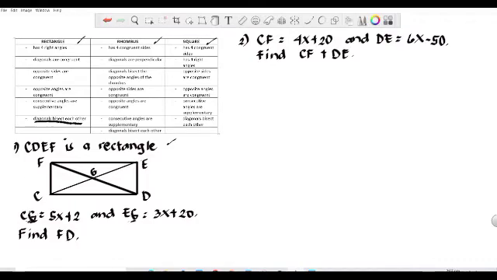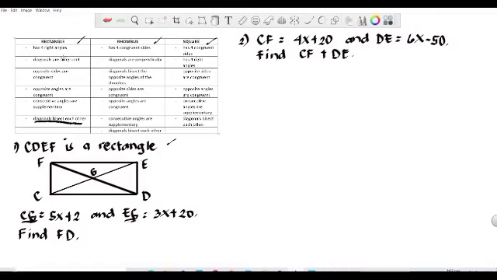Alright? So sabi dito, CG is 5x plus 2. So this is CG. And then EG is 3x plus 20. This is EG or GE. So we are asked to find FD. So this is FD. Ang FD natin ay isang diagonal. Okay? So paano natin mahanap ang FD?